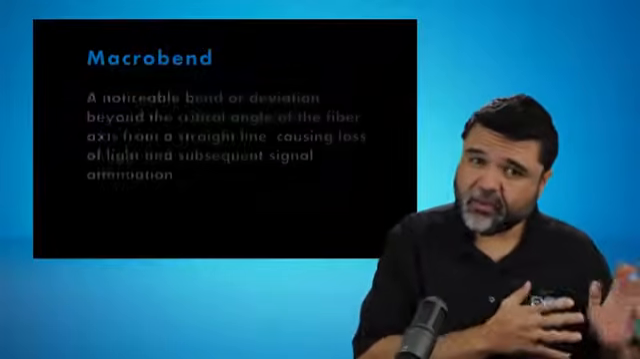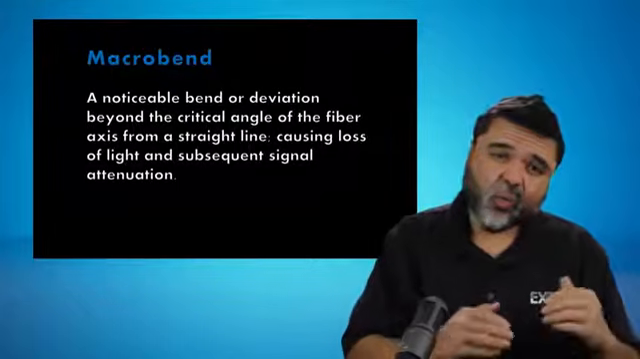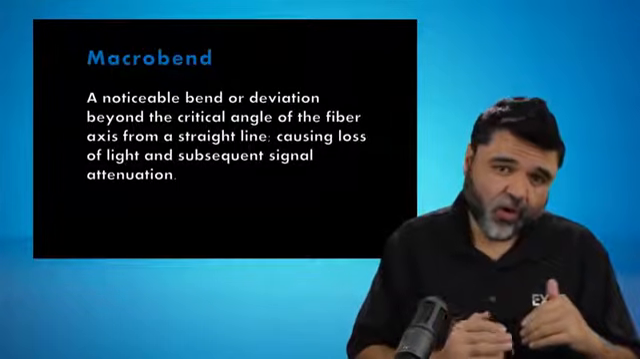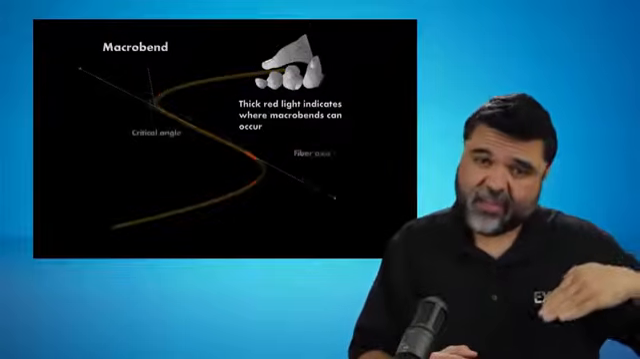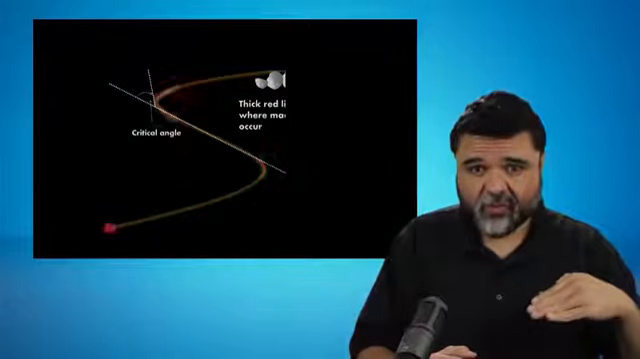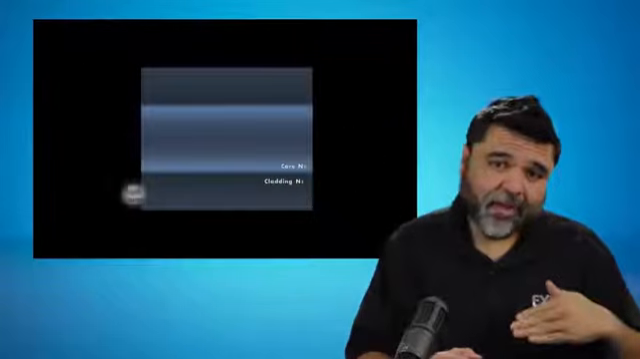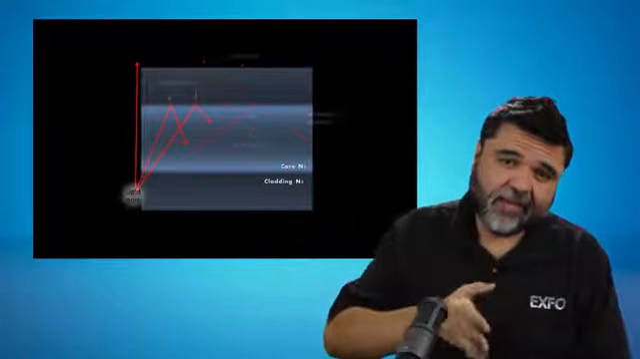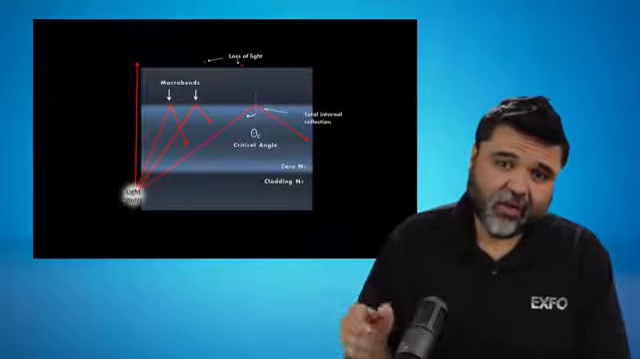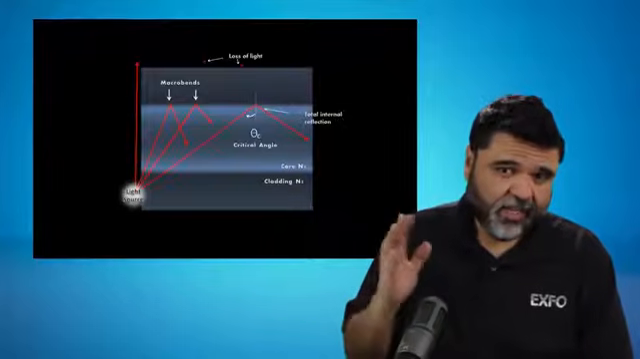If we create a macro bend in the fiber, which we'll talk about later, we change the shape of the fiber core, and we change the angle of the light reflecting off of the cladding. When that happens, that light can leak or eject through the cladding, and so we get extra loss. So that's one of the very important things to understand about fiber: how light propagates down it. It's basically a glass conduit that carries our signal.